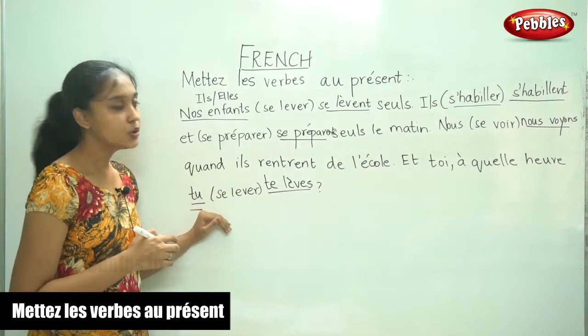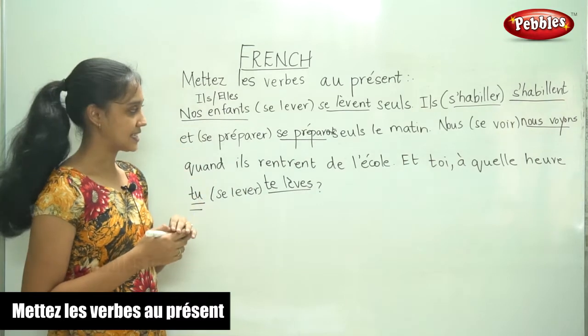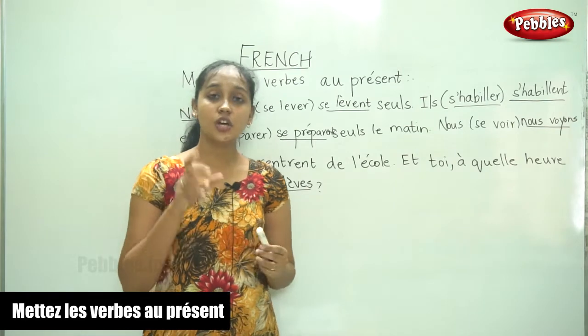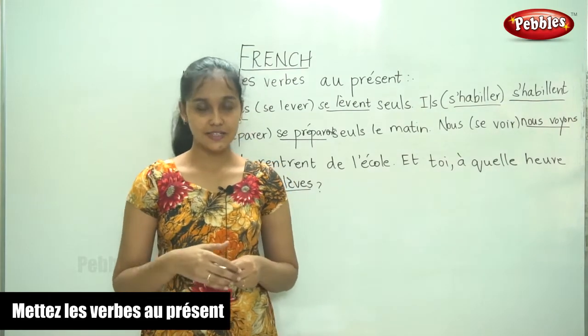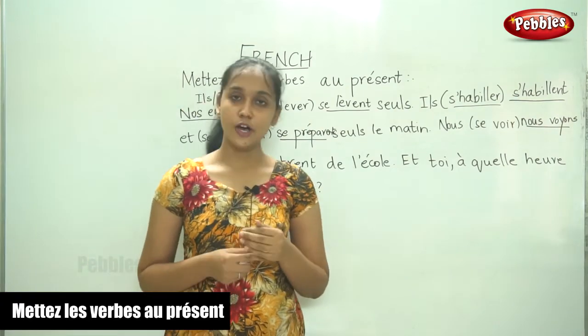So now you know how to write the verbs with the reflexive. So you have to see the subject. Based on the subject, you have to write the reflexive pronoun followed by the conjugated form of the verb.